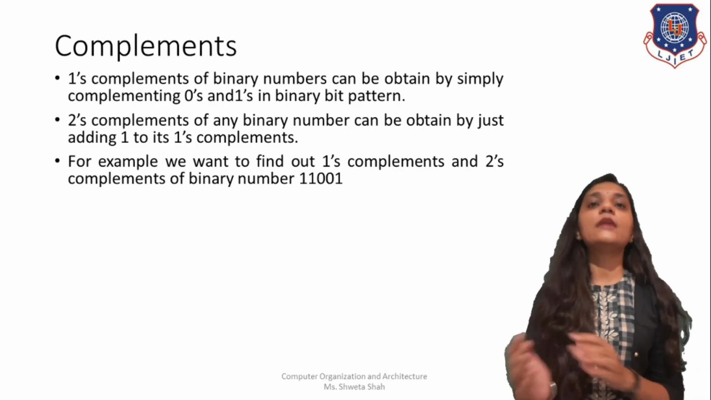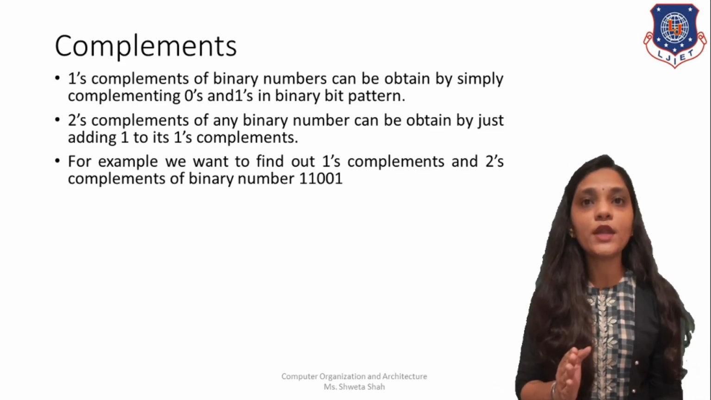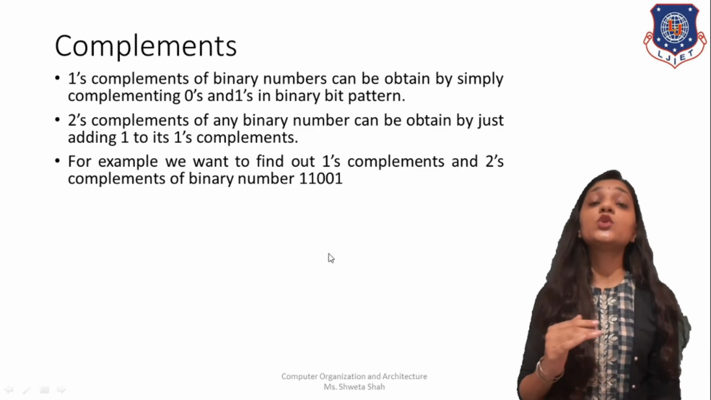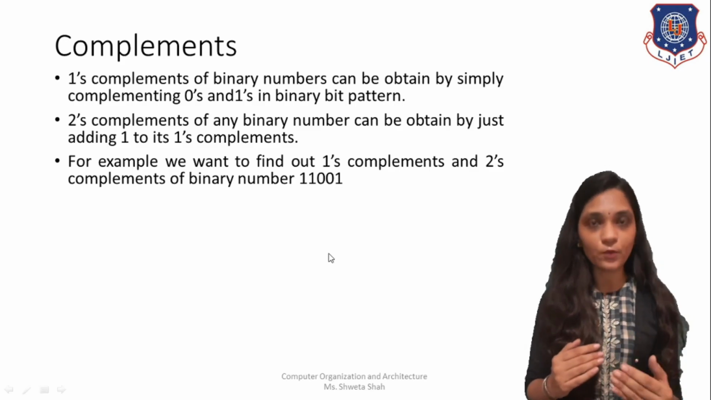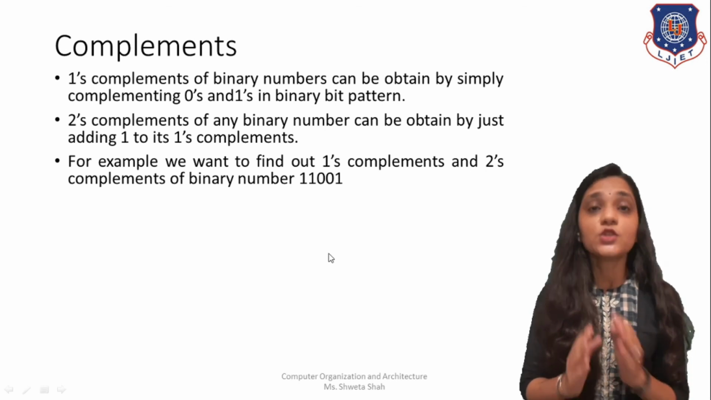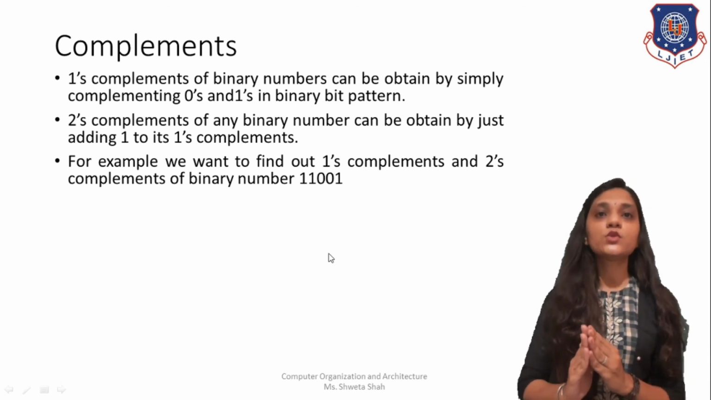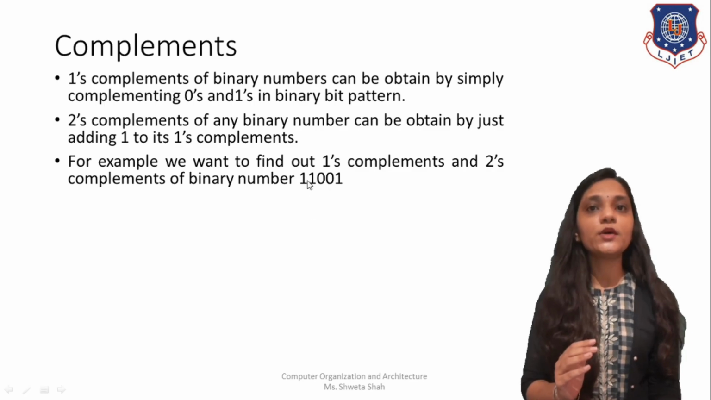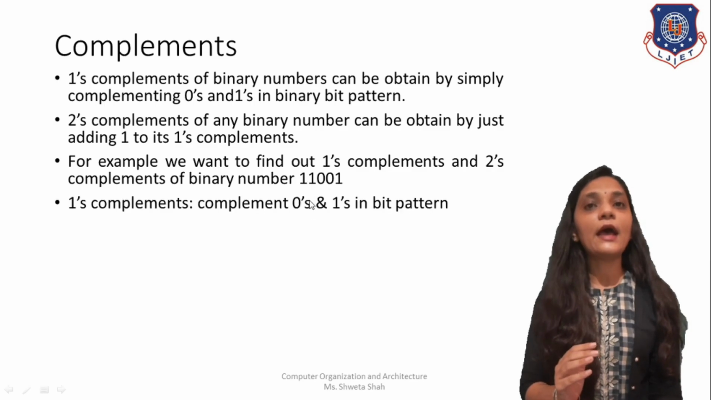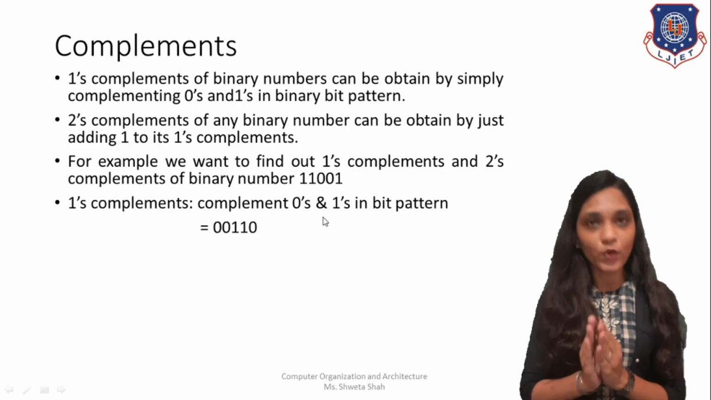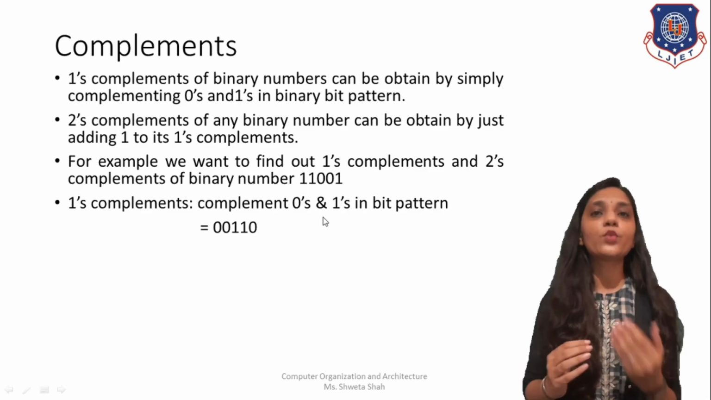Let me take one string, 1 1 0 0 1, and we want to convert this string into its 1's complement and 2's complement. For 1's complement you have to interchange zeros and ones. Here we have 1 1 0 0 1, so in place of this 1 we put 0, for this 1 a 0, for this 0 a 1, for this 0 a 1, and for this 1 a 0. So we have 0 0 1 1 0 as its 1's complement. It is simple, just complement the ones and zeros.